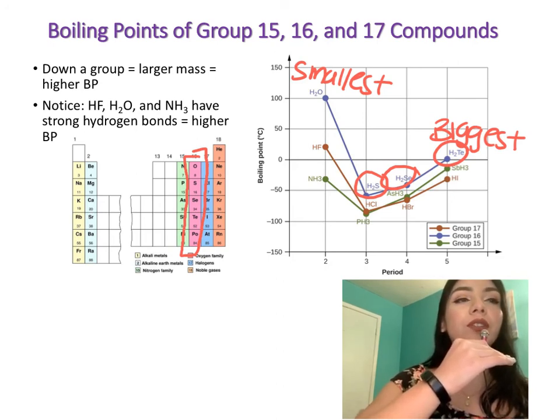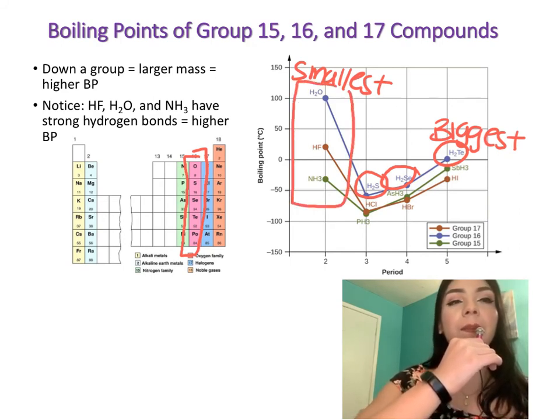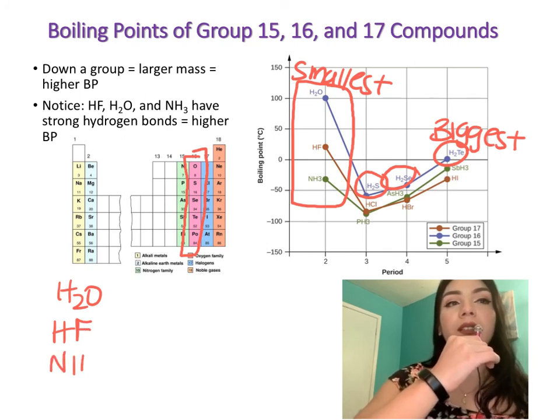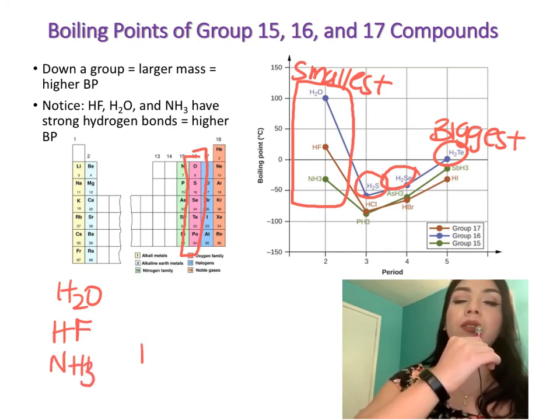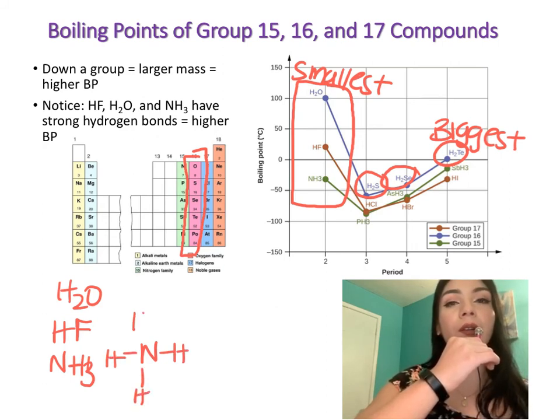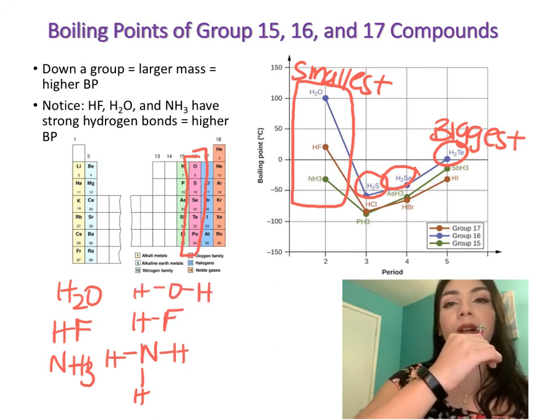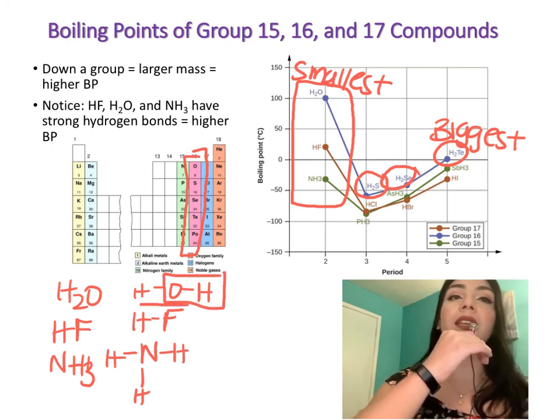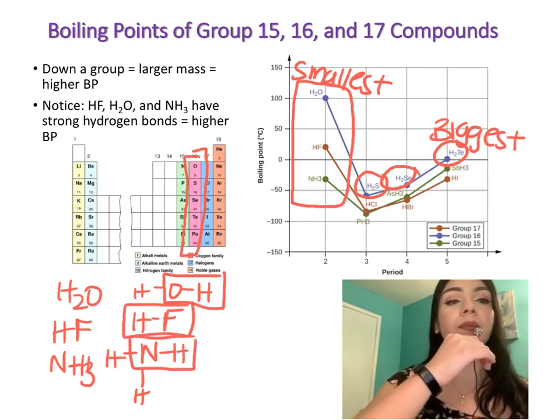But notice that for each of these, and you have the same case for the other two groups, the very first element that's bonded to hydrogen is the highest. And why is that? Look at H2O, HF, and NH3. This is because each of these can hydrogen bond. Even though these are all the smallest, at the other end of the spectrum, because they can hydrogen bond, this increases the boiling point by a lot.